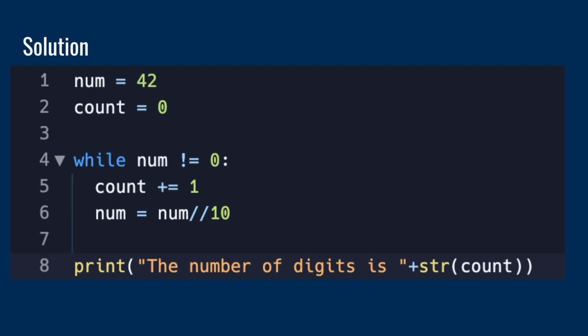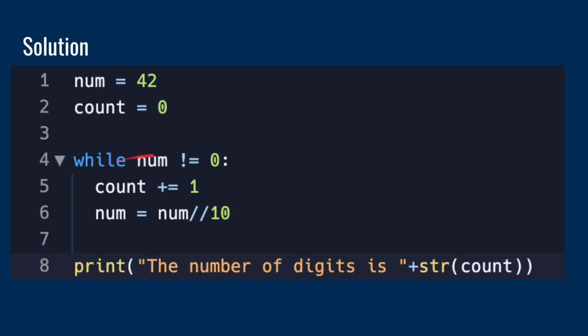So this is the solution. We first have a number variable up here with the number we want to see. And as I said, we initialize a count variable to 0 at the start outside of the loop, and then we go into the while loop. So while the number is not equal to 0, since we know with the quotient operator, as it divides by 10, the last division will end in it equaling 0, so that will cause the while loop to stop.